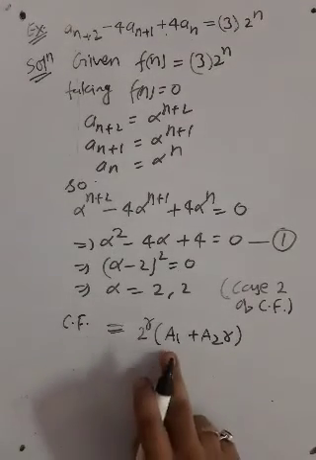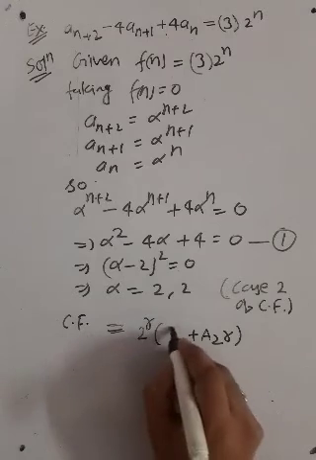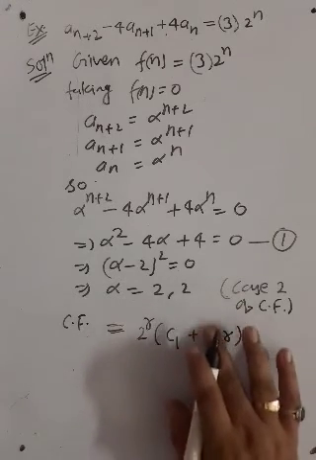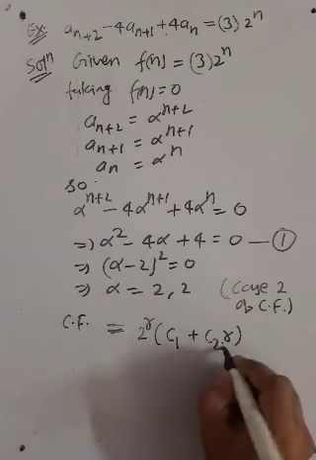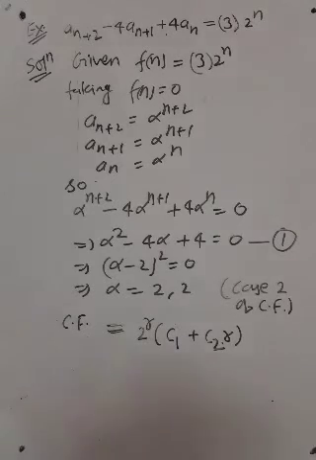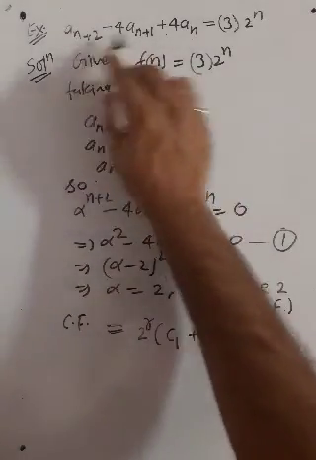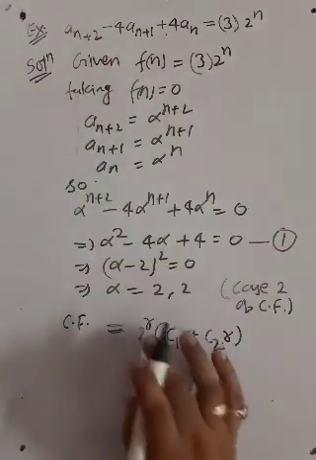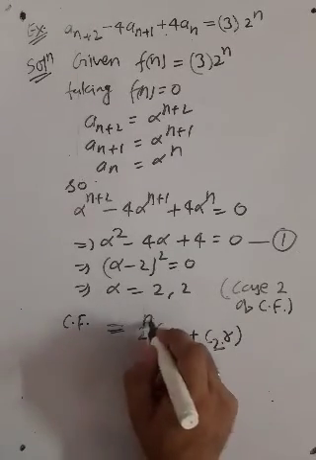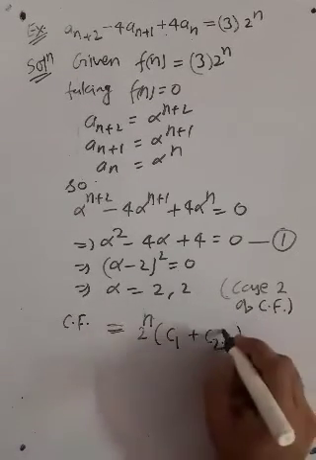Now we use C1 in place of A1 and C2 in place of A2. These C1, C2 are arbitrary constants. And since in the question there is not R, there is N, the subscript is N. So we are using N here and N here.